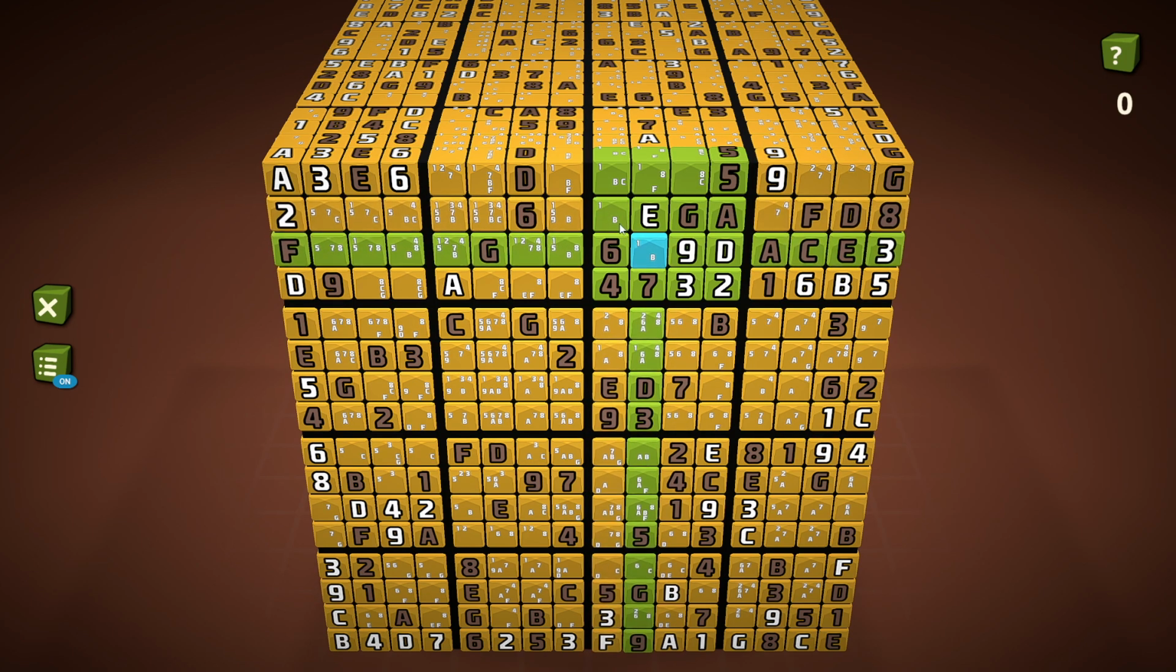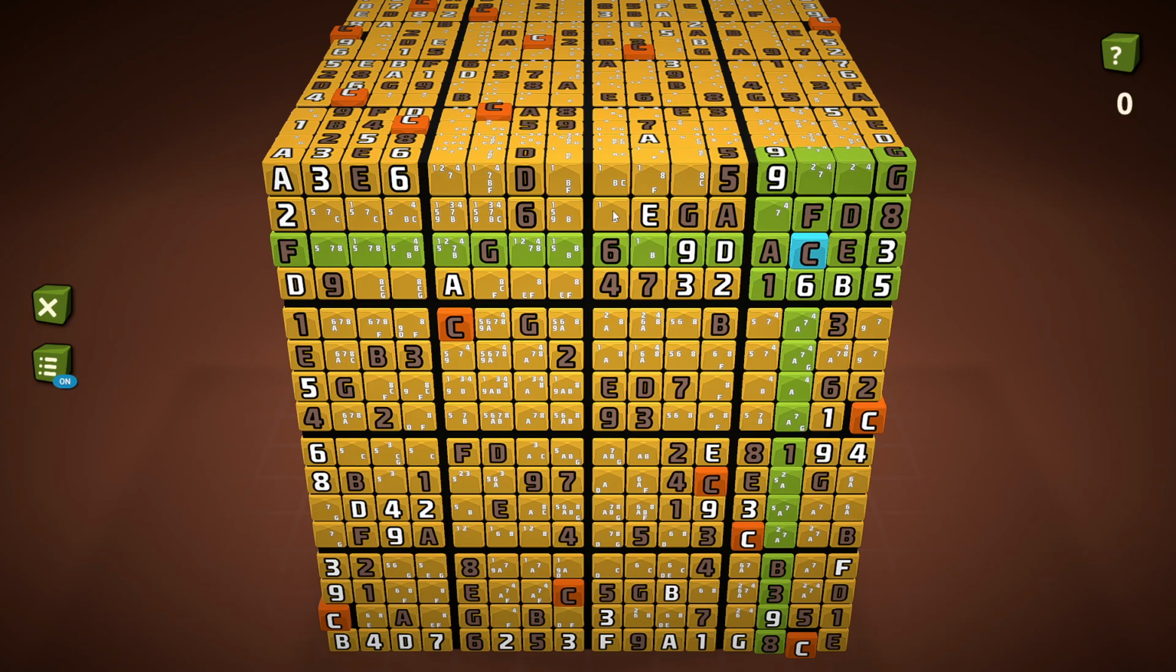1 and B, 1 and B. If these can only be 1 and B, then we are golden. 2, 3, 4, 5, 6, 7. 8 has to be on top. 9. Cool. A. These are open for both of them. We have a C for this one, but not a C for the upper one.